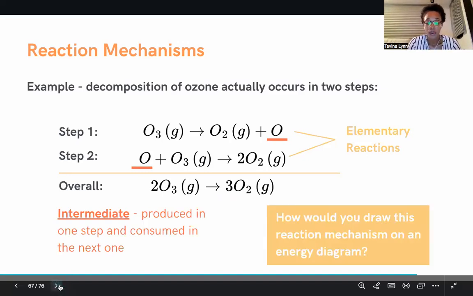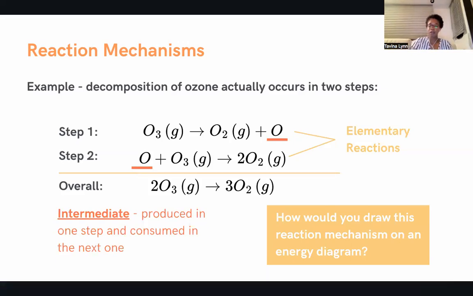So how would you draw this reaction mechanism on an energy diagram? I want you to actually pause this video and do just that. I want you to draw the reaction mechanism on an energy diagram. So we know what reactants and products we have, right? But this is occurring in two steps. So we're going to talk about this in discussion. This is occurring in two steps. We've got an intermediate that's formed. So I want you to think about and really make an attempt of mapping this onto an energy diagram.